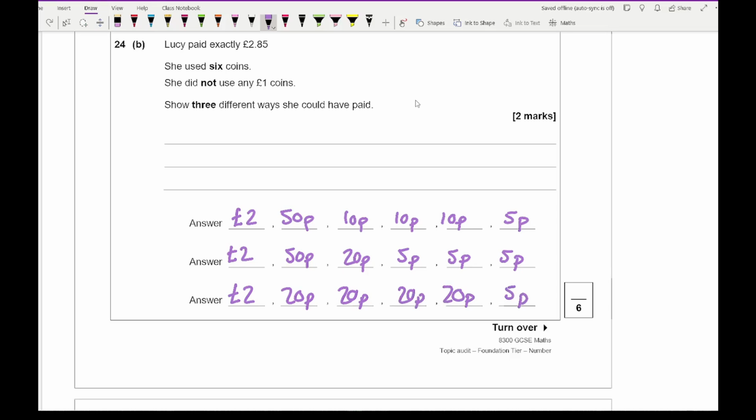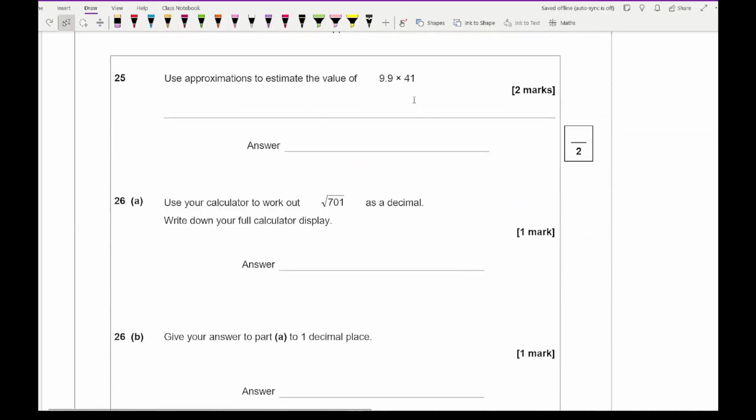And again, you could have any of those combinations in any order. But as long as it all totals up to £2.85 and you're using 3 different ways, you're going to get the 2 marks. Moving on to question 25, it says use approximations to estimate the value of 9.9 times 41. Now what you want to do here is round to the nearest significant figure.